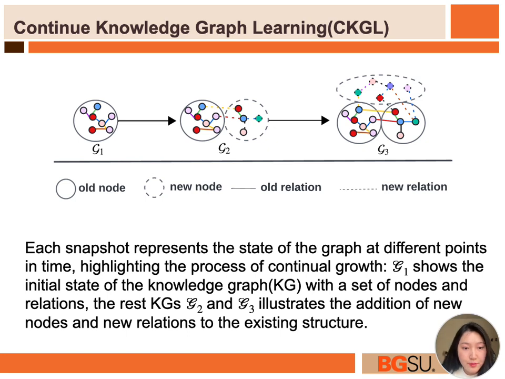Since we are talking about continual knowledge graph learning, this is an example of it. In this example, each snapshot represents the state of the graph at different points in time, highlighting the process of continual growth. G1 shows the initial state of the knowledge graph with a set of nodes and relations. The remaining graphs, G2 and G3, illustrate the addition of new nodes and new relations to the existing structure.